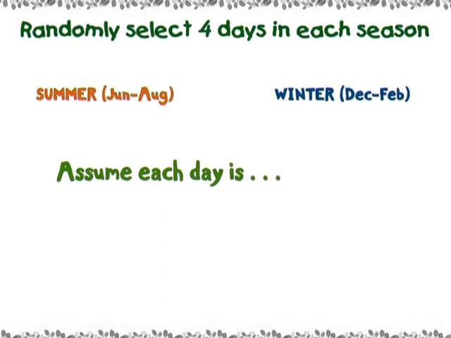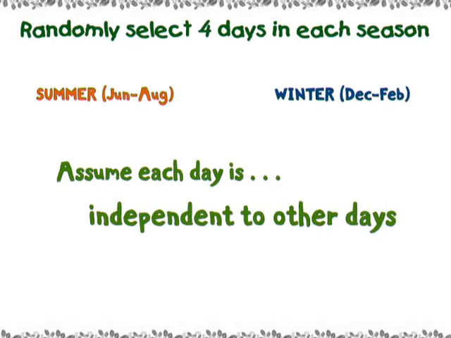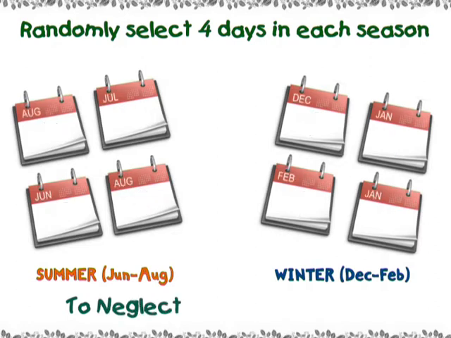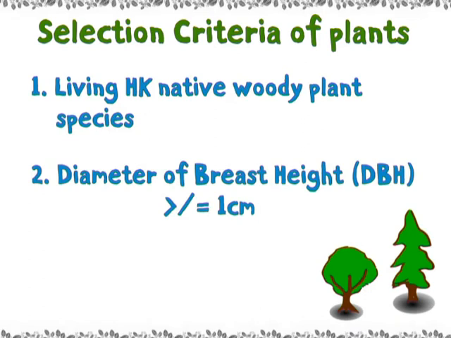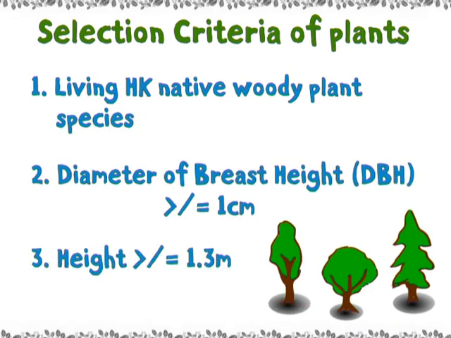To ensure that the 2 seasons are independent from one another, the 4 sampling days from summer and winter will also be randomly selected. Exotic and dead woody plant species will be neglected. We will simply focus on native species with the following criteria.